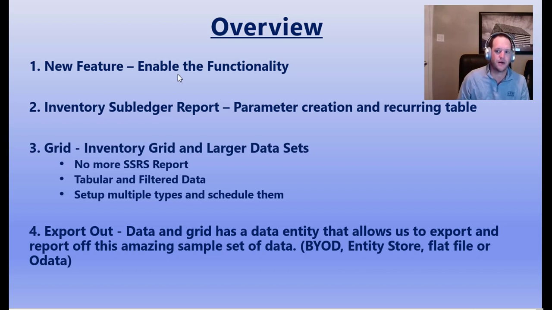I want to share the insights and why I think something so small is so significant. I want to show you how to enable this new piece of functionality. I want to show you how to run the recurring job so that if you want to run a lot bigger transaction sets, you can, and you can set those up to batch. No more SSRS. Tabular filter data that you can filter by an item or by a type or by a date. I can set up multiple types, like just a production one or a production WIP. I can export that out, okay?